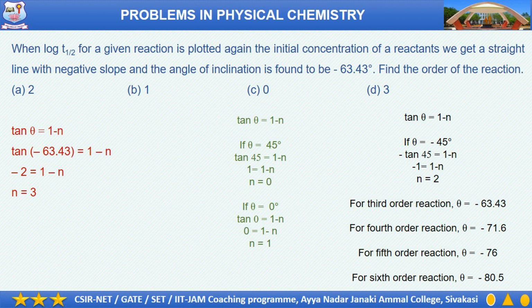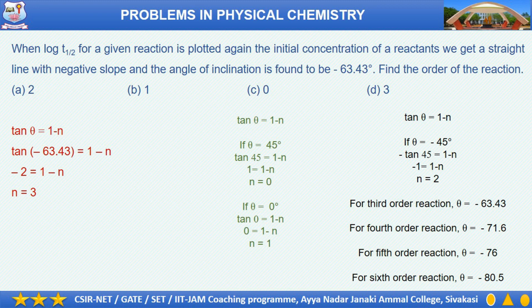When theta is equal to 45 degree, the order of the reaction is tan 45, which is equal to 1, equal to 1 minus n. Therefore, what is the value of n? n is equal to 0, zero order. Therefore, whenever theta is given as 45 degree, it is a zero order.